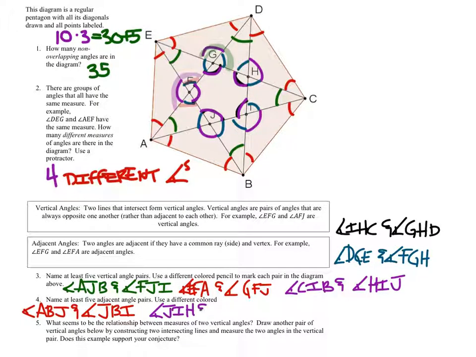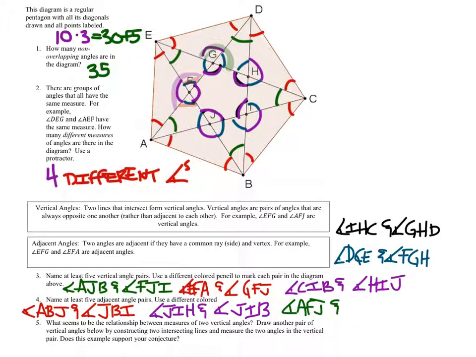Angle JIH would be adjacent to, there's 2 of them, 2 choices on that. HCD? Nope. So it's got to share 2 of those letters, right? So I'm going to say JIB.